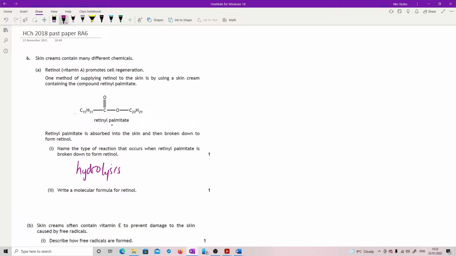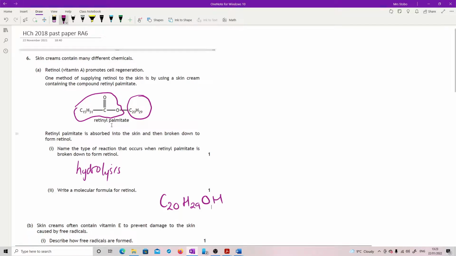Write the molecular formula for retinol. Okay, so we look at this bit here, and here is the acid part, the parent acid. Here is the parent alcohol. So what we're looking for in terms of retinol is C20H29OH, because you've got to put back on the hydroxyl.